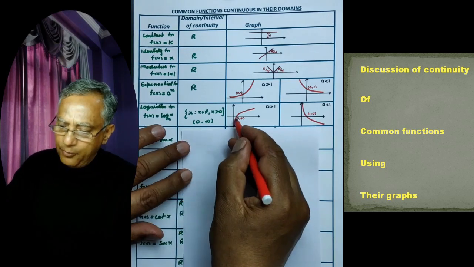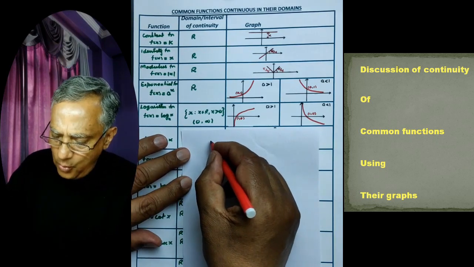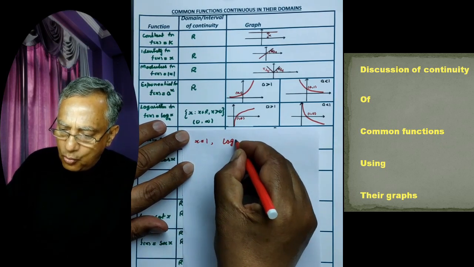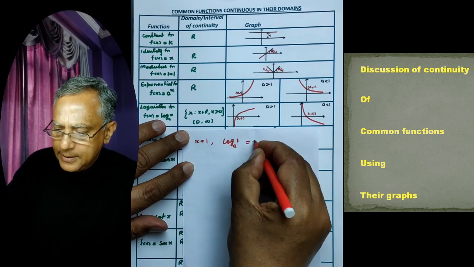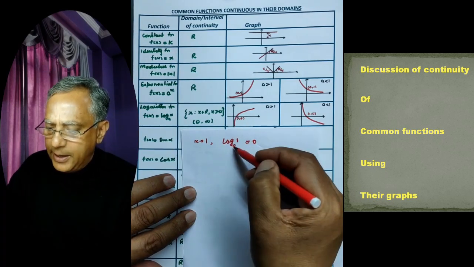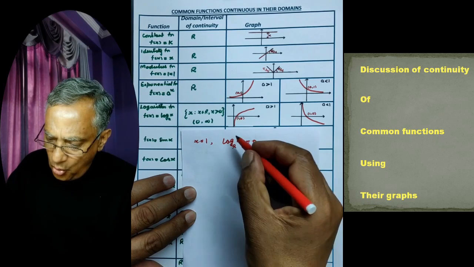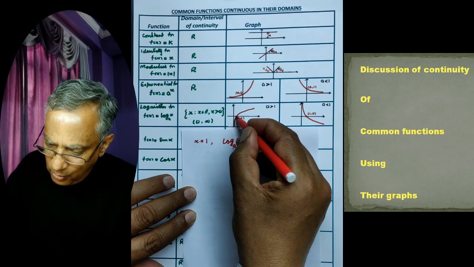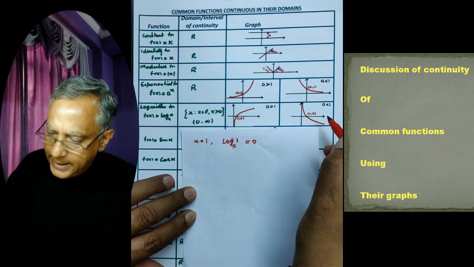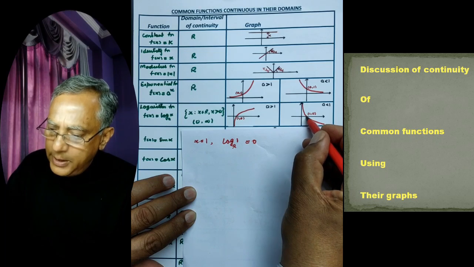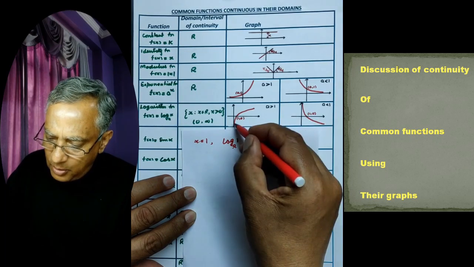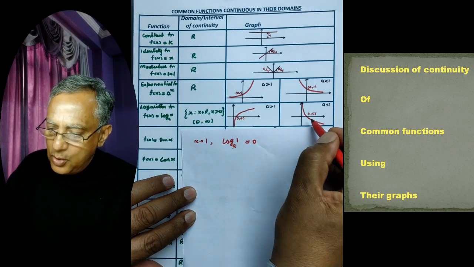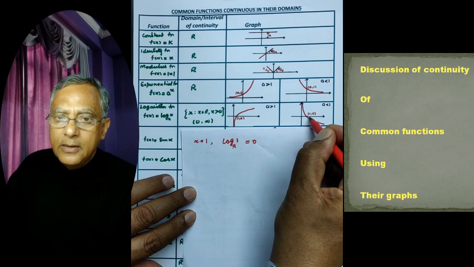And from here we can note, as we know, for x equal to 1, log of 1 to the base a is 0. a may be greater than 1, it may be less than 1. So for x equal to 1, y must be 0. So this is the point. And here also x equal to 1, y must be 0. So this graph touches the x-axis at (1, 0), and here it touches the x-axis at (1, 0).